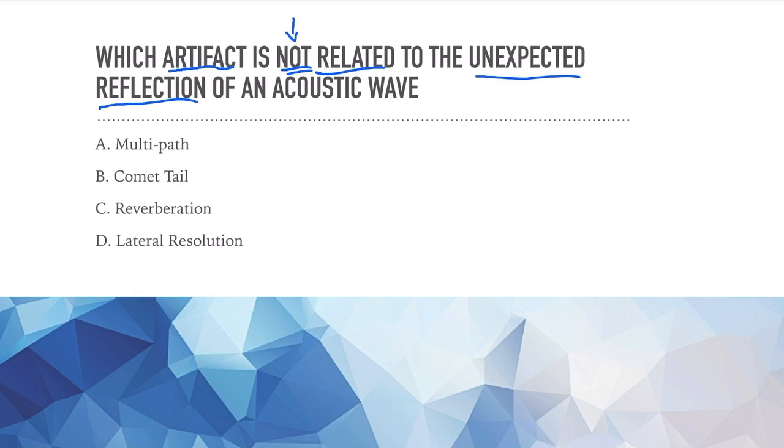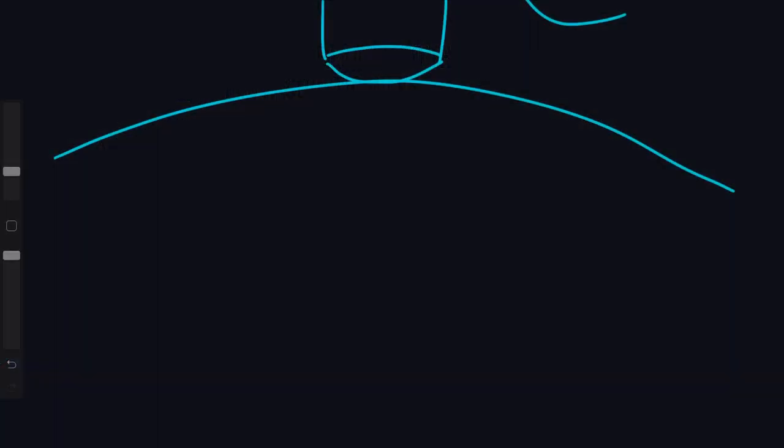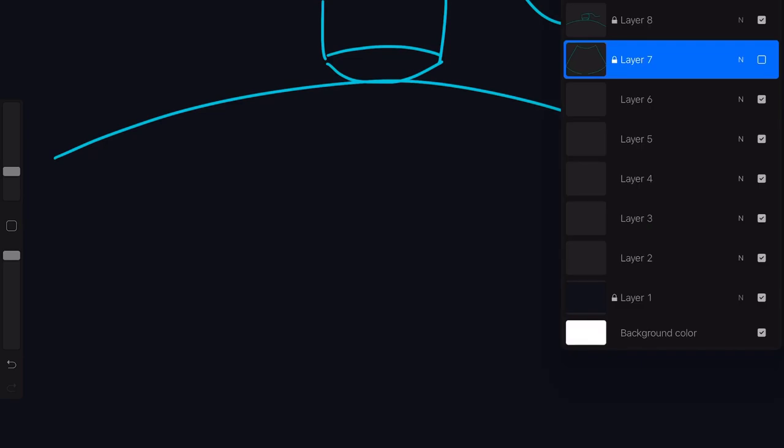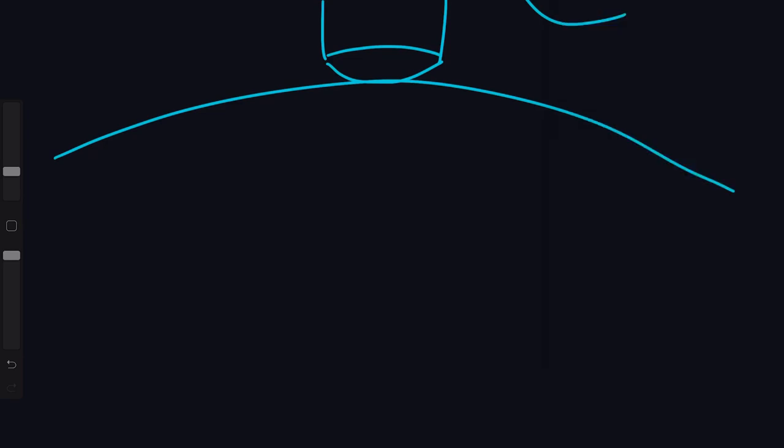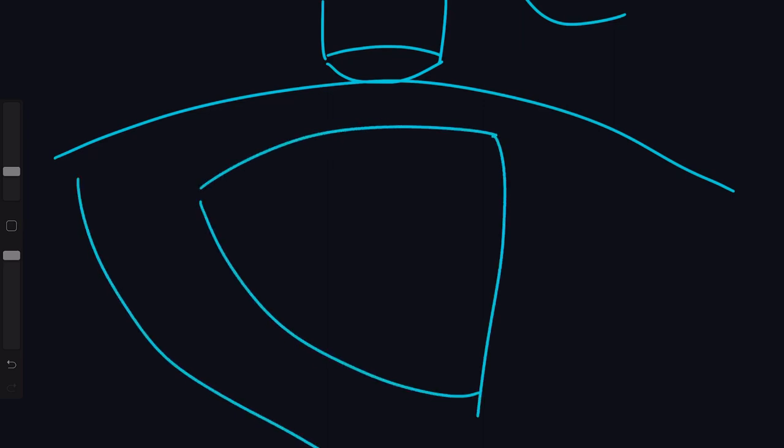So let's look at a couple of these here. We'll just kind of walk through them. And I know maybe this is one that you just know the answer right off the bat, but let's go through each of them and see where we end up. So multipath, let's talk about that real quick. For multipath, let's say this is a belly here and we're looking at a liver back in here. Got a big diaphragm over here. So multipath, and we've talked about this in videos before. Our beam comes out of the transducer, and it hits a reflector, and rather than coming straight back, it shoots off at an angle. And then it hits a reflector that it does like, and it shoots back to the transducer.